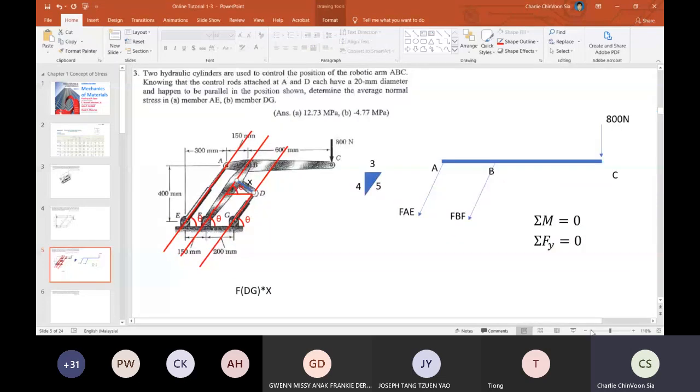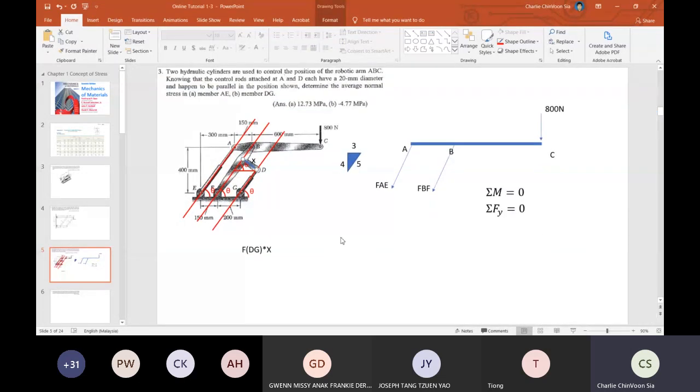It wasn't that hard as you thought, but it's quite tricky because they deal with this angle. Is it clear, or do you still have doubts? So far it's clear. Okay, questions? Can you hear me?